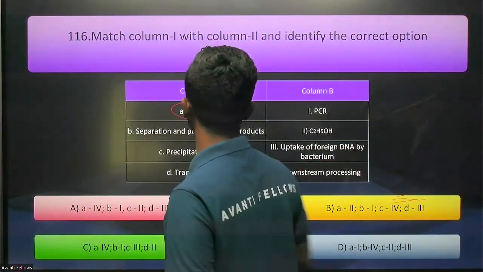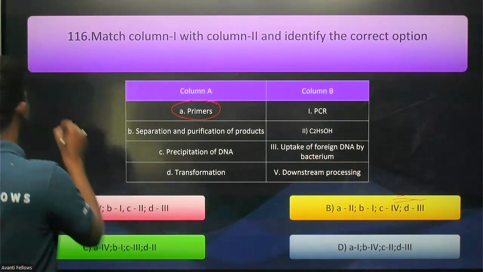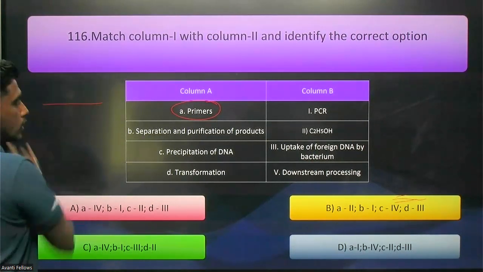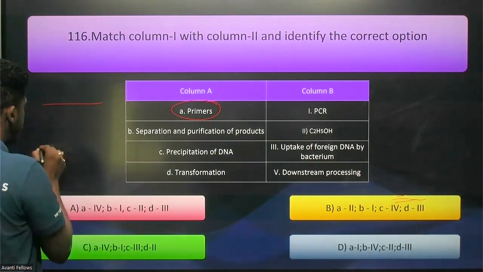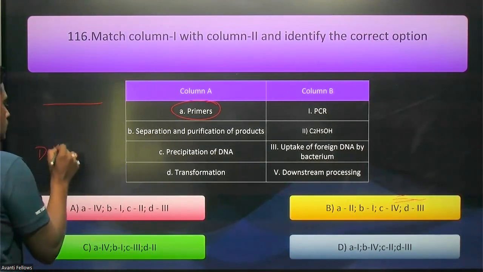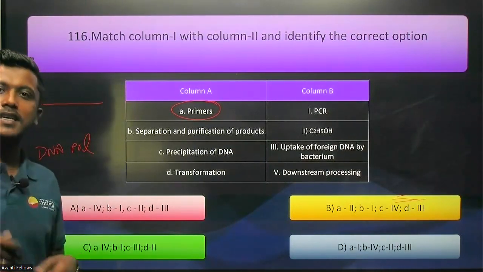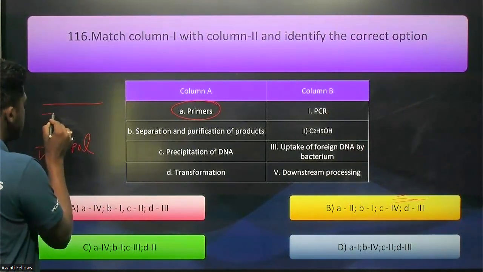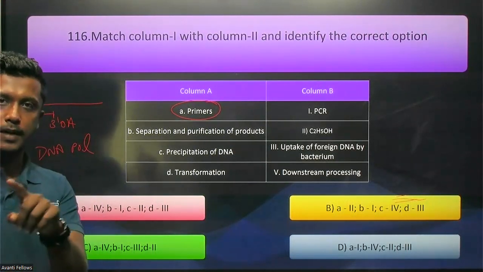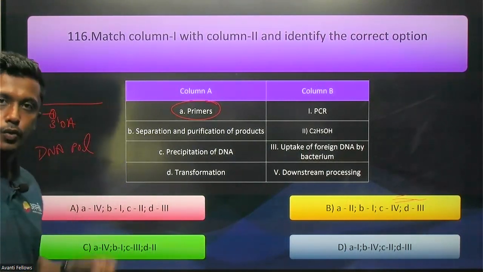Column A, primers. What are primers? Primers are short complementary sequences of your DNA. We know that our DNA has 2 strands, correct? Now let us say that we need to create a daughter strand. To create a daughter strand, we need DNA polymerase, which is an enzyme that helps in creating a new strand of DNA. This DNA polymerase cannot synthesize the DNA on its own. Why? Because it requires a free 3' OH, meaning it requires the 3' end. So how do we get that 3' end?